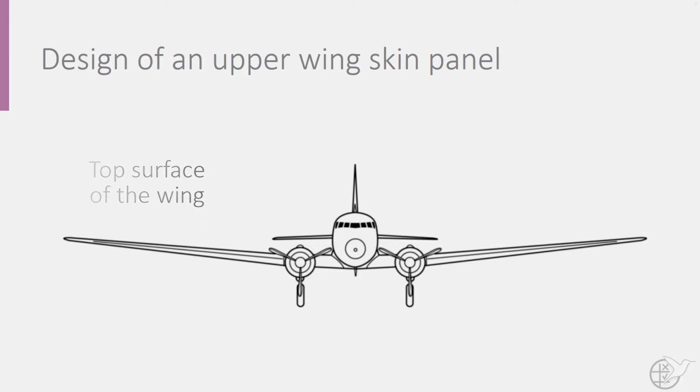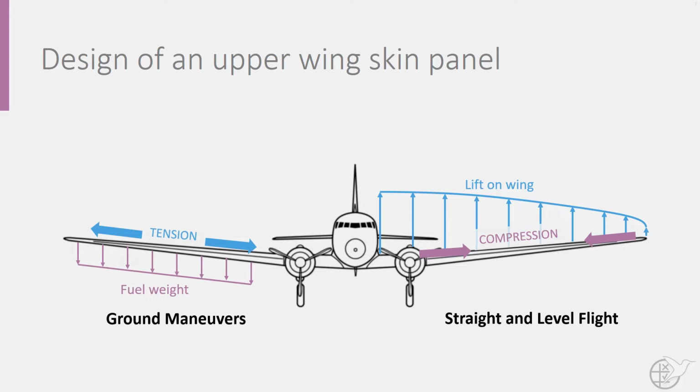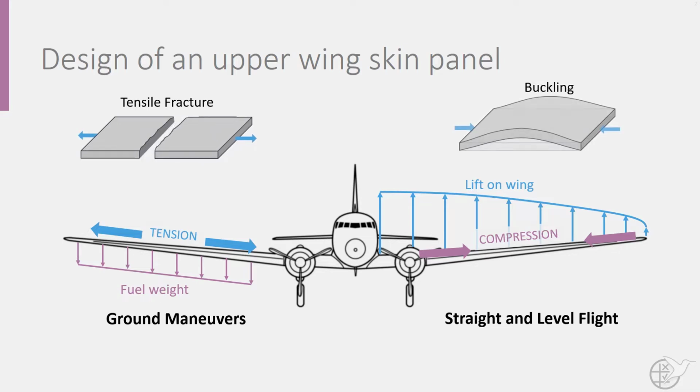From your knowledge of aircraft structures, you know that this wing skin panel will carry heavy compressive loads due to lift on the wing during flight and tensile loads due to the weight of the wing and fuel within it while it is on the ground. For this case, we can even envision critical limits to its structural capability. We would need to design it such that we prevent fracture under tensile loading and buckling under compressive loading.